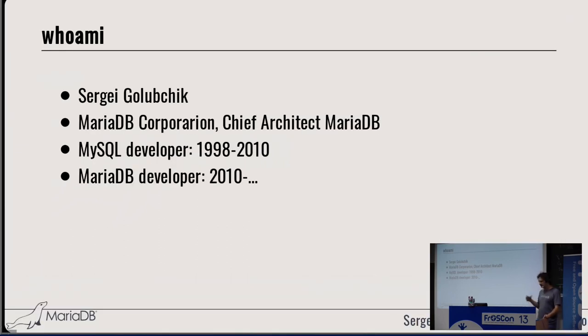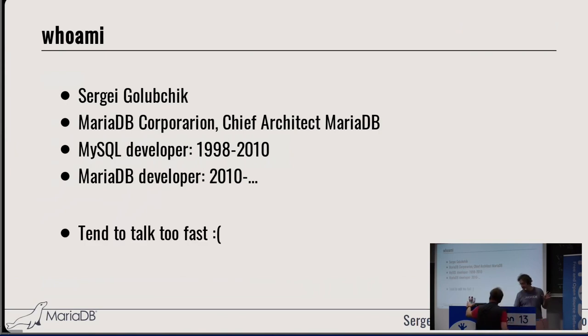I've been working on this code base since 1998. That's one problem that I know about myself: when I get excited, I tend to start talking very fast. So if that happens, just shout to me and I'll start speaking slower, or just interrupt me anytime and ask if anything is not clear.